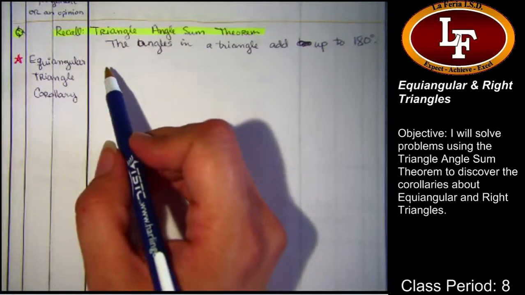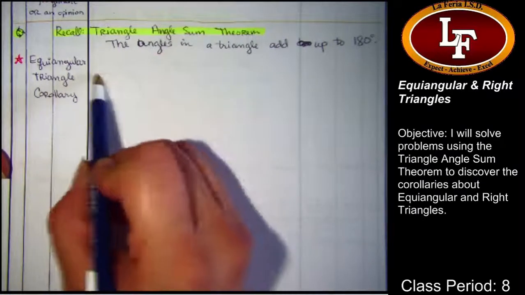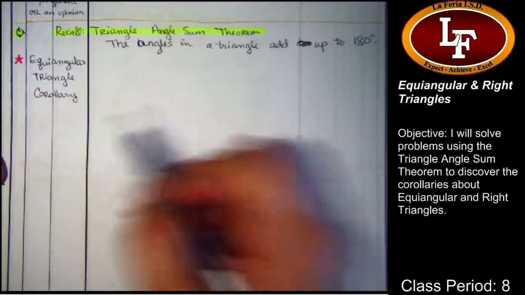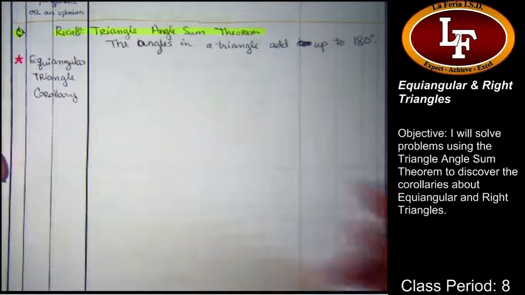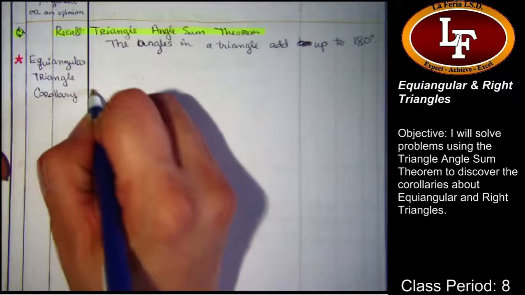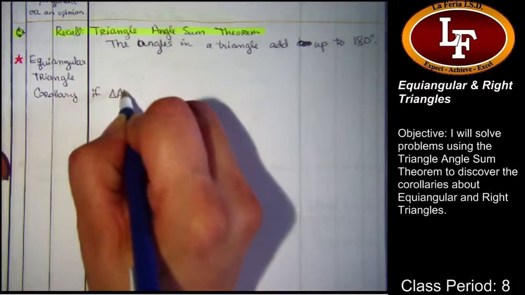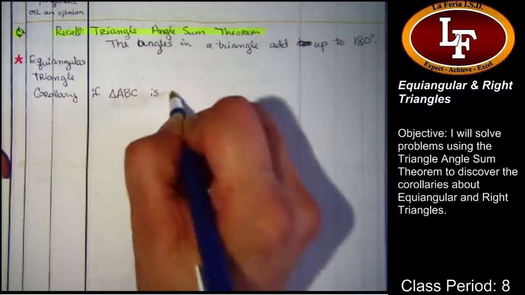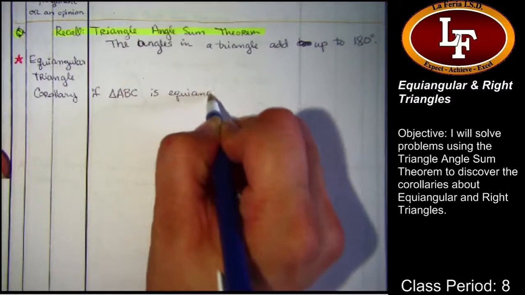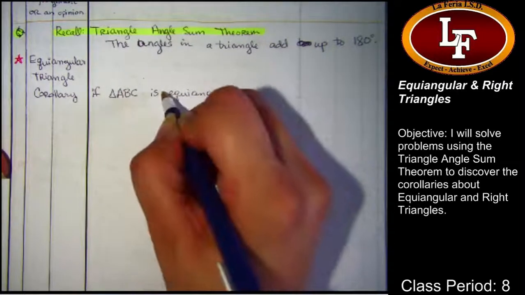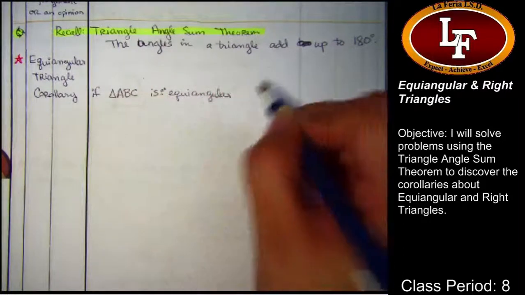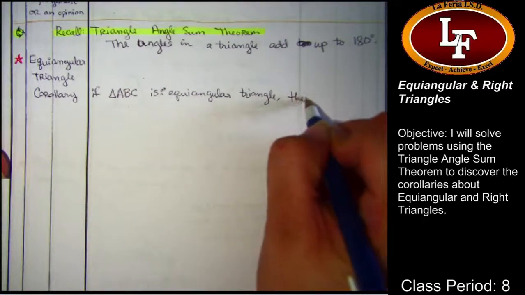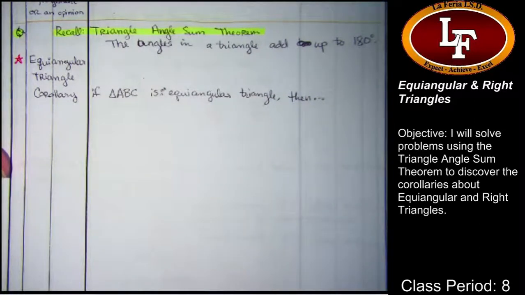If you're using your own sheet of notebook paper, this first line I want you to leave blank. We're going to come back in and fill it in later with how this is formally written, make it look all fancy. So down here, we're going to do a setup. If I have a triangle, we're going to name it triangle ABC. And we're told that this triangle is equiangular. Then we have to go figure out what happens.